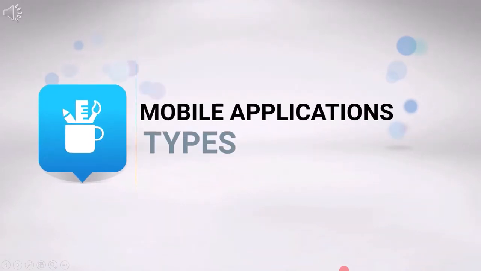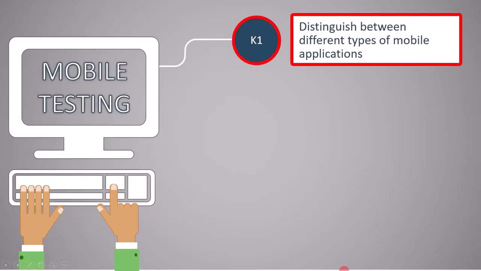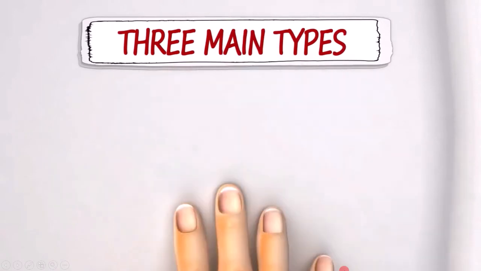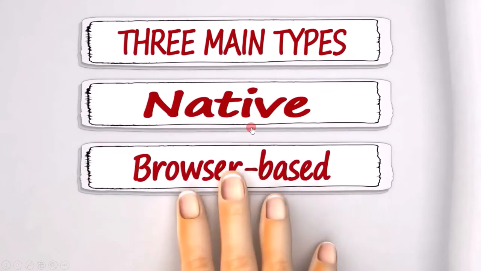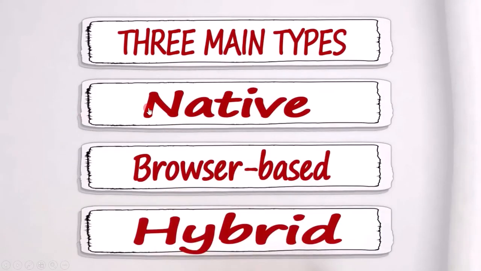In this lecture, we will cover types of mobile applications. The learning objective is to distinguish between different types of mobile applications. These are the three main types of mobile applications: native, browser-based, and hybrid. We will cover each of these in detail.